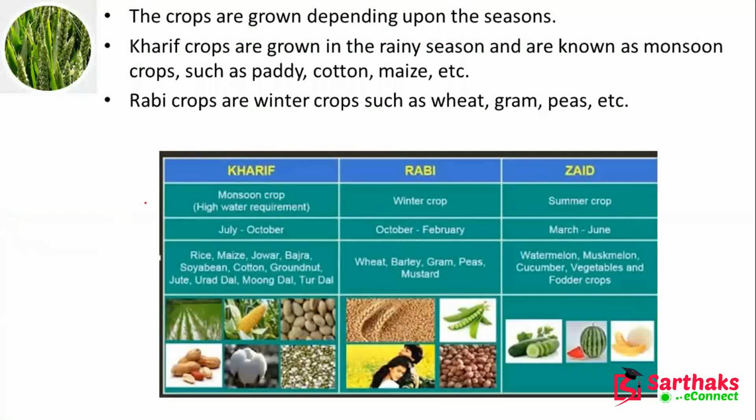And here the crops are grown depending upon the seasons. Seasons means the rainy season, monsoon season. The kharif crop is the monsoon crop, with high water requirement. And rabi is the winter crop, which grows from October to February, like wheat, barley, gram, peas, mustard. Zaid crop is the summer crop, March to June: watermelon, muskmelon, cucumber, vegetables, fodder crops. So all those things we require.